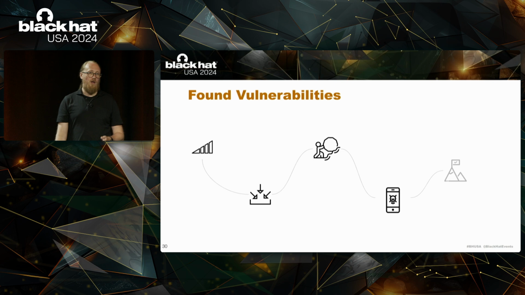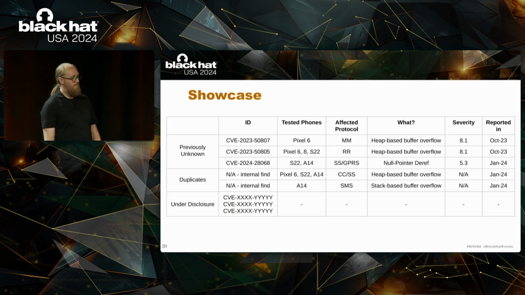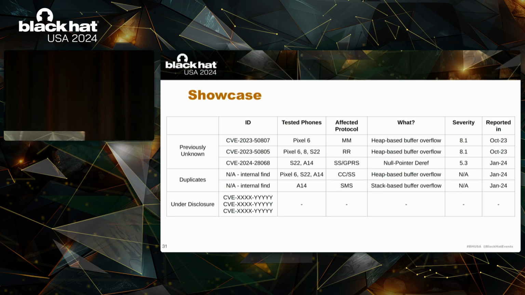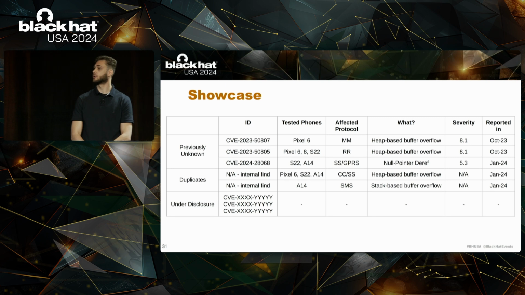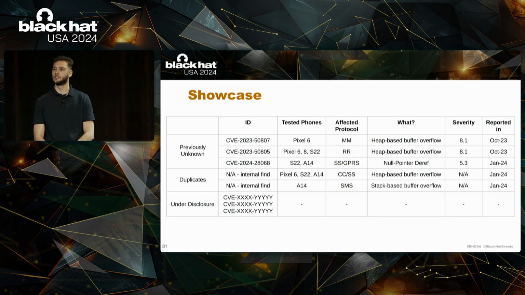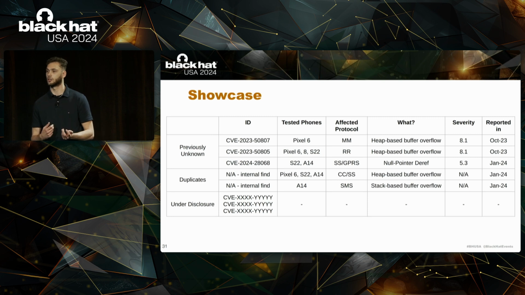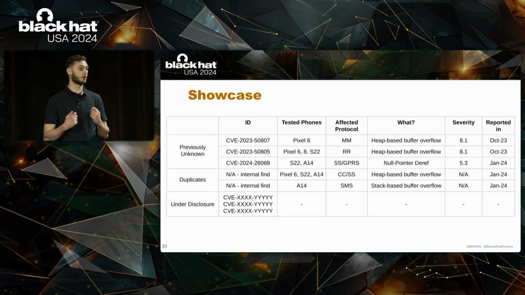So let's have a look at what kind of vulnerabilities we found over our fuzzing campaign. With our approach, we were able to confirm the shown vulnerabilities. We have found 3 which were previously unknown and 2 which were internally duplicates. And we can see that these target different layers in the protocol, right? For example, the task, the task, and it also targets different phones.